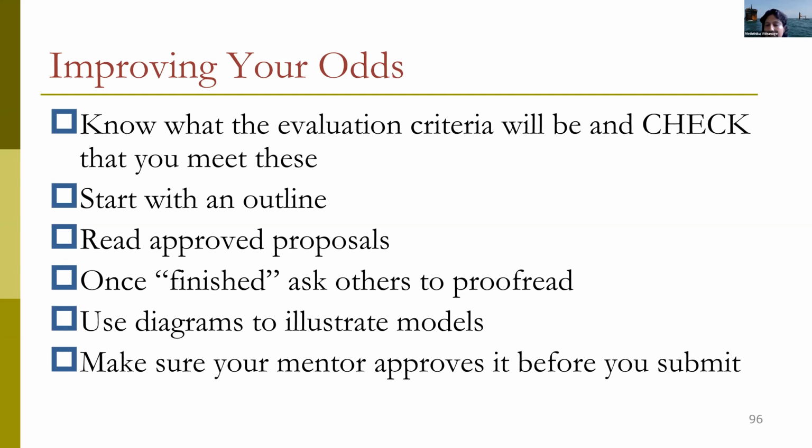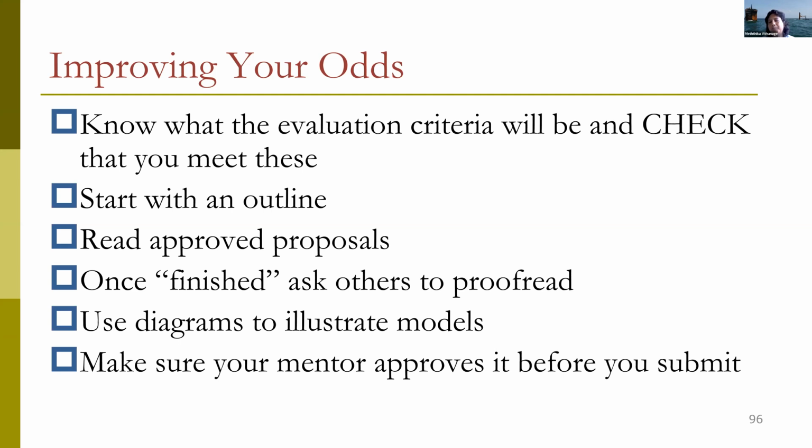Know what the evaluation criteria will be, check that and meet these. So we know that the evaluation criteria are how feasible the project is, how novel it is, what the originality is. So you have to consider the evaluation criteria and address them. Start with an outline. If you start with an outline, it will be very easy.